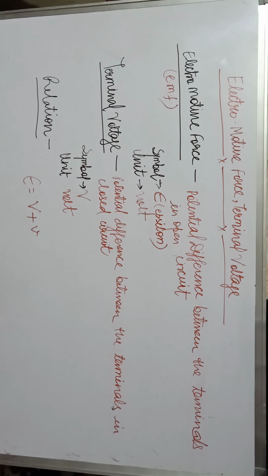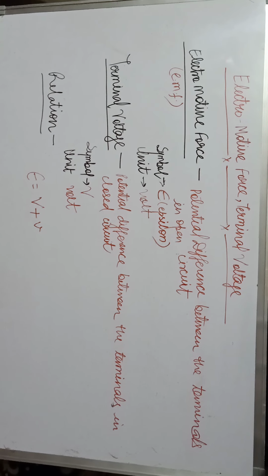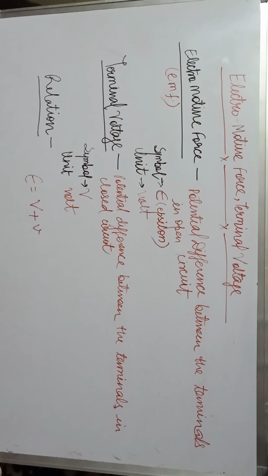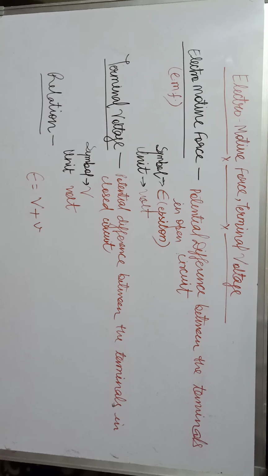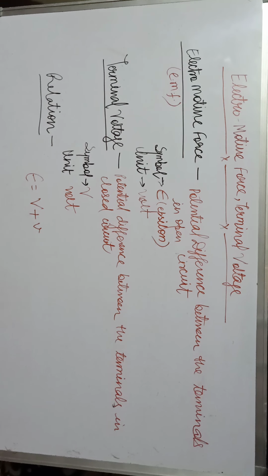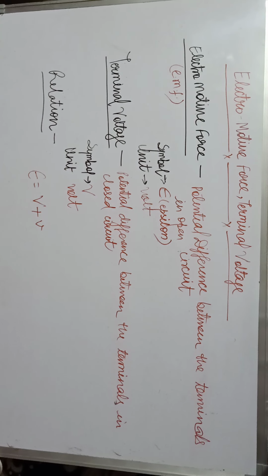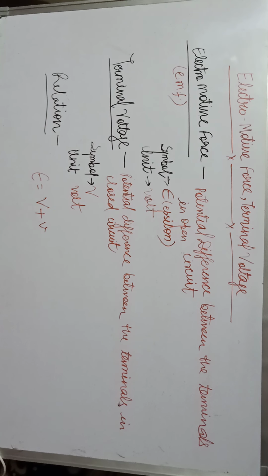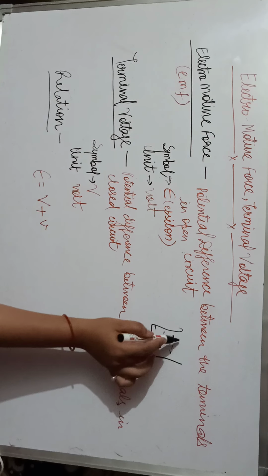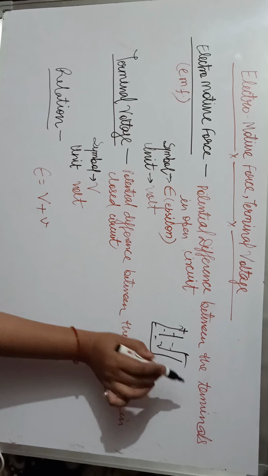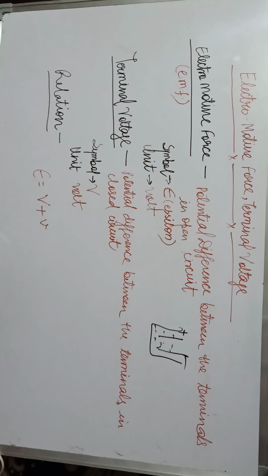In the previous classes, in the chemistry lab, we have seen that cells are made up of two electrodes which are placed in a suitable electrolyte. In the labs, you have seen that two rods are kept in a solution. Those rods are called electrodes, and the solution in which they are kept is called the electrolyte. In this type of figure, one rod is the positive and the other is the negative terminal, and they are placed in a suitable electrolyte.